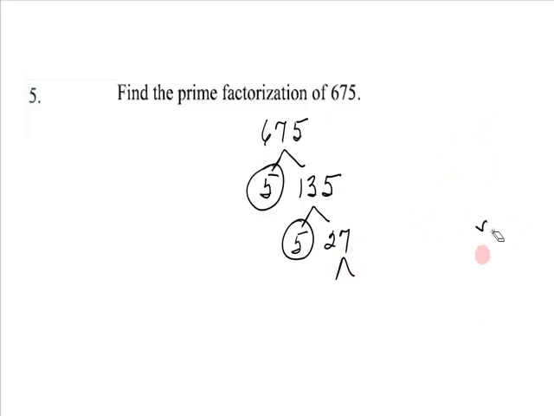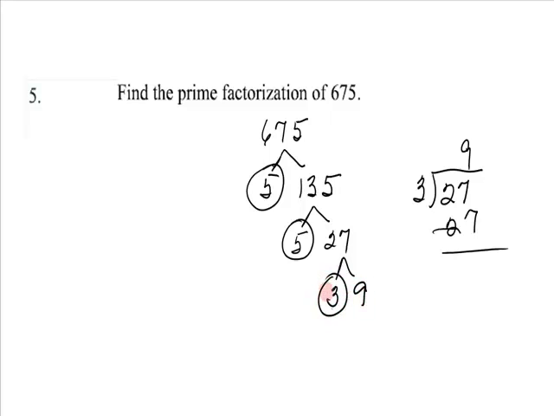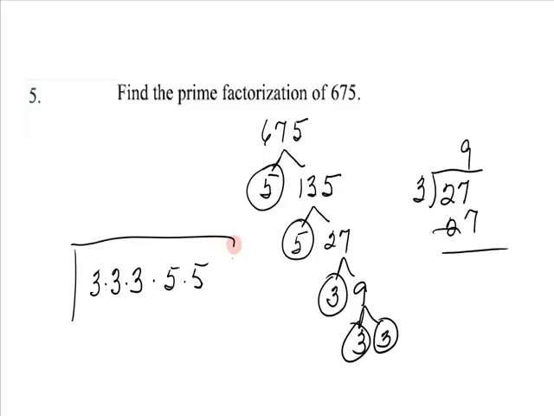It's not even, so 2 doesn't go into it. 5 doesn't go into it. Let's try 3. We probably all know that 3 times 9 is 27. So 3, 9. 3 is a prime. 9 is 3 times 3. You begin to whittle it down and the numbers get smaller, they get manageable. When I write the prime factorization, I want 3 times 3 times 3, because I have 3 of them, times 5 times 5. And that's my prime factorization. No matter how you started this problem, this is what you'll turn up with.